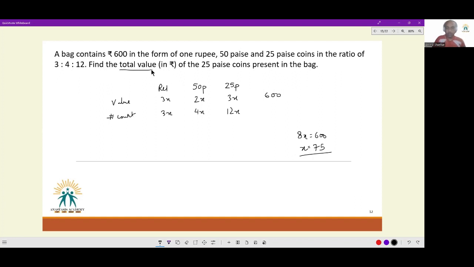Finally, they've asked me to find the total value in rupees of the 25 paise coins present in the bag. X is 75. So value will be 3 into 75, or 225 rupees is present in the form of 25 paise coins. Please do not write the count of 25 paise coins. The question was not about count, it was the value of the 25 paise coins. Okay. Next.